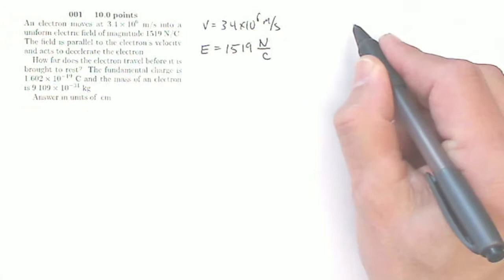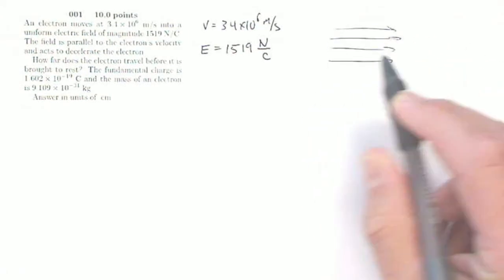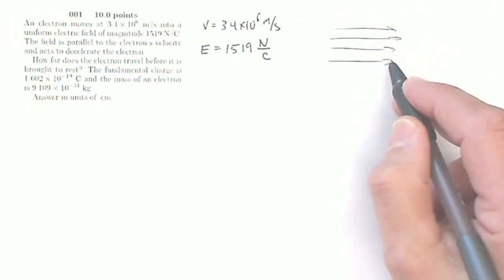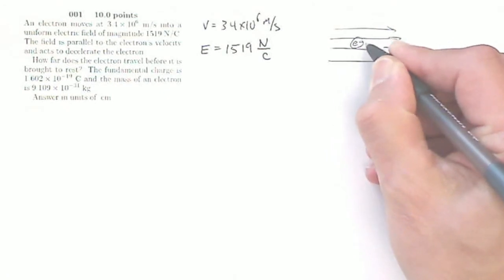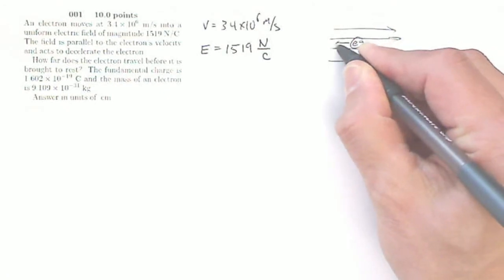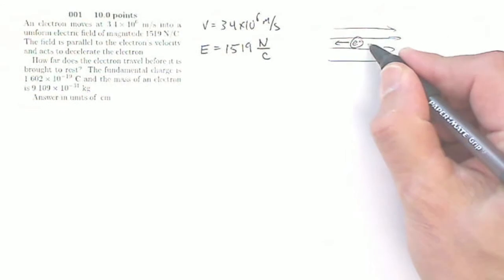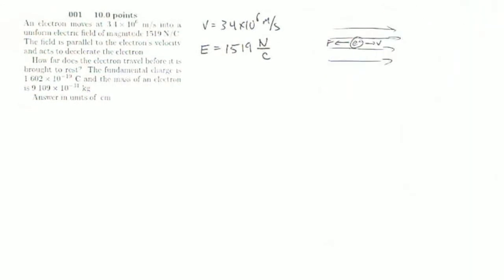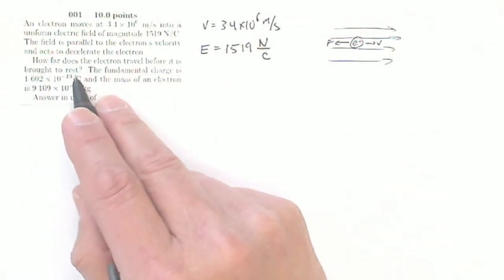So if I'm thinking about this field, let me just draw the field for a second. What if I draw the field to the right? Well, a field to the right would take a positive charge and send it to the right because that's the direction the field points. So if my electron is flying to the right, it's going to have a force on it to the left. So that's what I'm looking at. That will act to decelerate the electron. So the electron's velocity is going to be this way, but the force on the electron is going to be that way. How far does the electron travel before it is brought to rest?